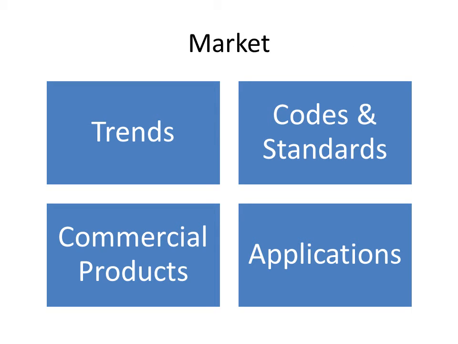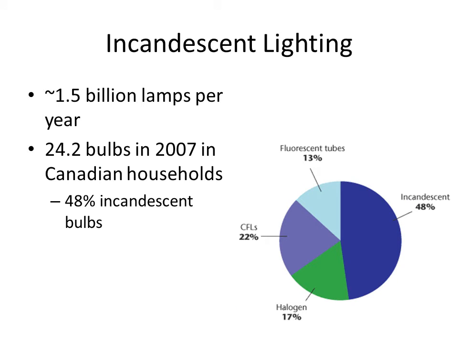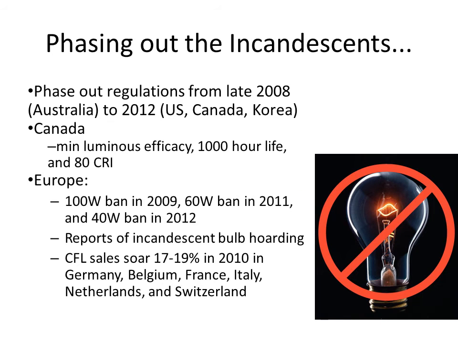Now we will talk about LEDs in the market and lighting trends. Despite the emergence of energy-efficient lighting like CFLs and LEDs, incandescent lighting still accounts for around 1.5 billion lamps per year. In 2007, a survey showed that of the 24.2 bulbs used in a Canadian household, almost half was using incandescent bulbs. Thus, countries are starting to implement regulations to phase out the incandescent light bulbs.